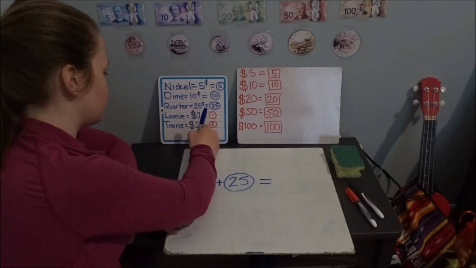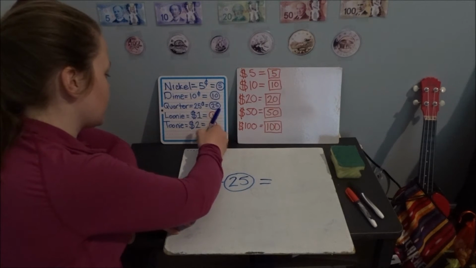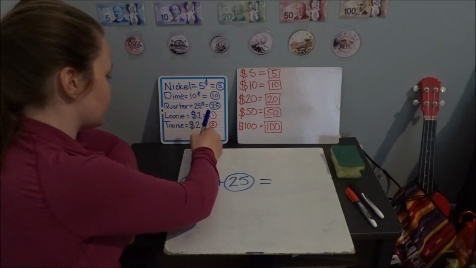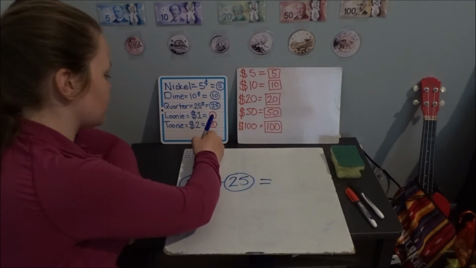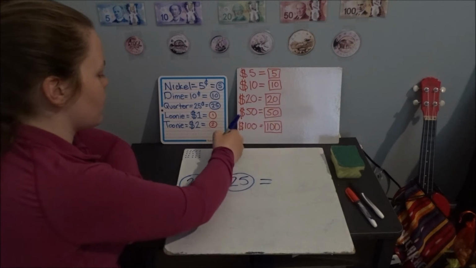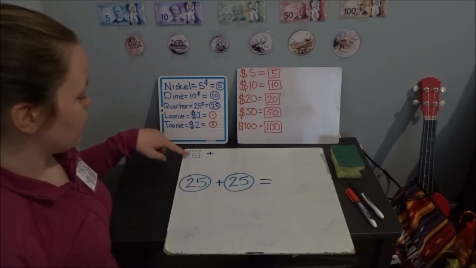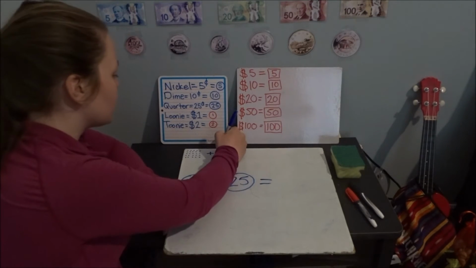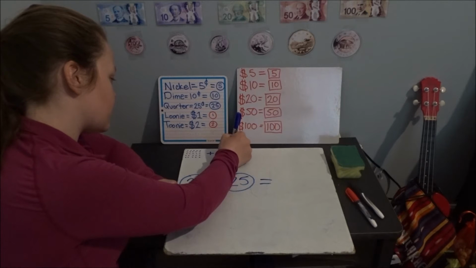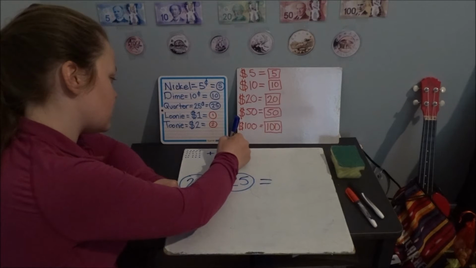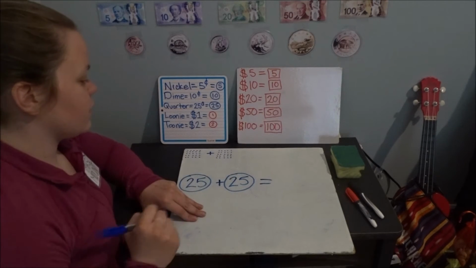So 1, 2, 3, 4, 5, 6, 7, 8, 9, 10, up to 25. Okay. Plus, and we can do it again. 1, 2, 3, up to 24, and 25.